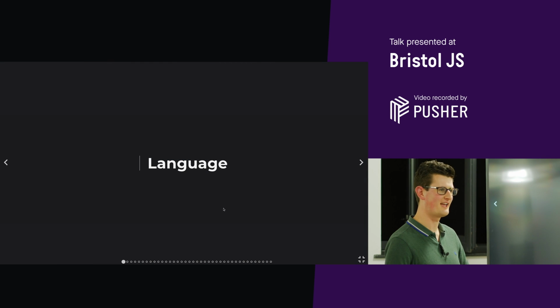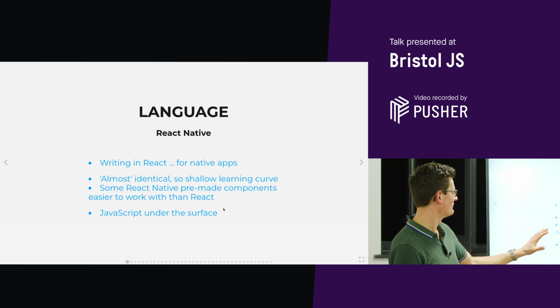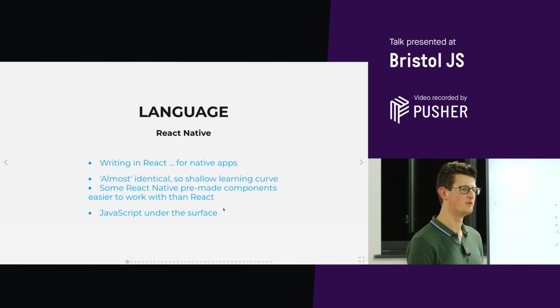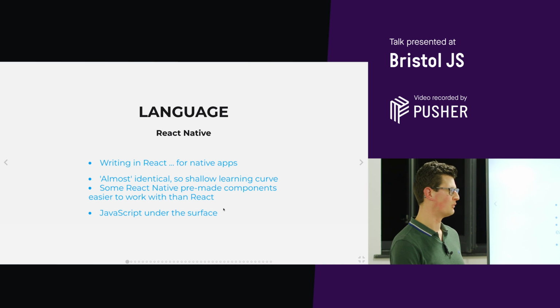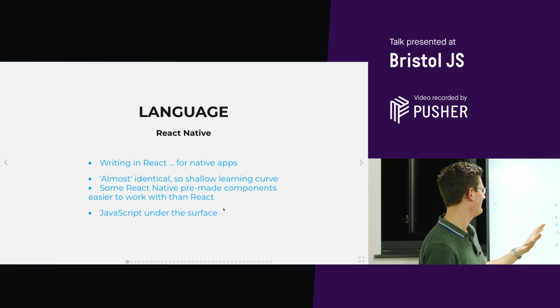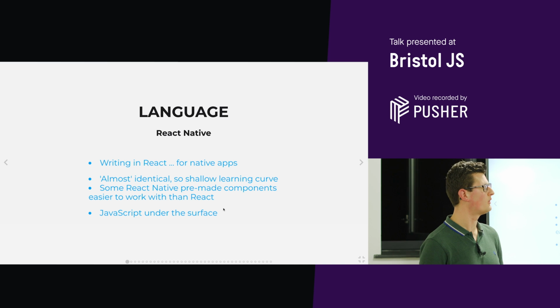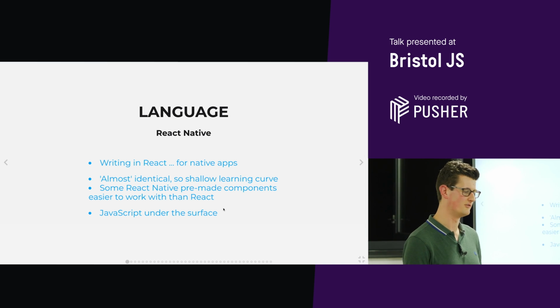So to begin with, onto language. React Native, as I mentioned earlier, is almost like working with React but creating native apps. They're very similar in the syntax they use, in the way you wire up the applications, and the way you compose the applications. So I say it's almost identical. It isn't quite the same. You couldn't just take a React project and dump it into a React Native shell to make a mobile application, but it is very similar, and the learning curve is quite shallow.